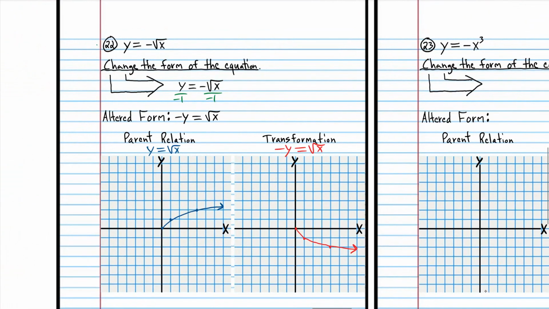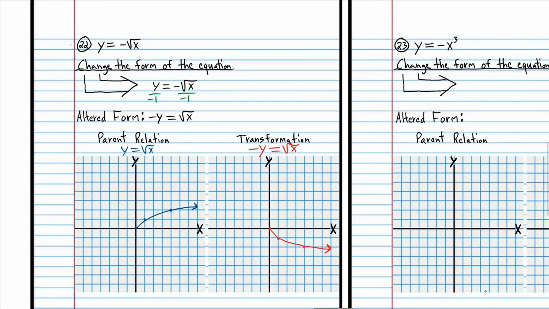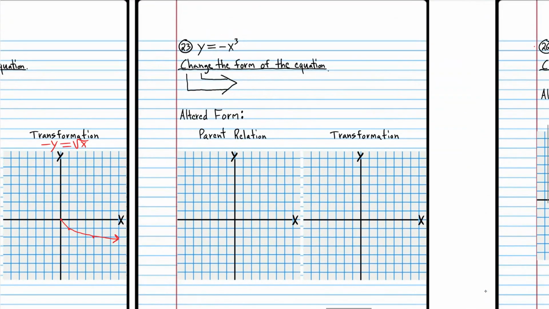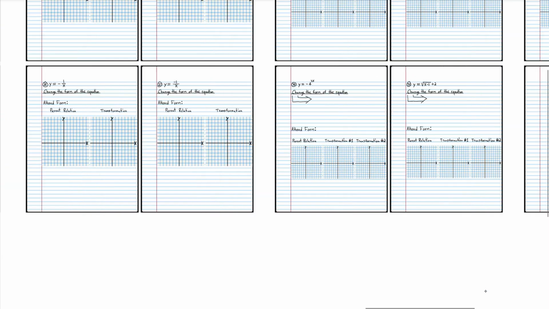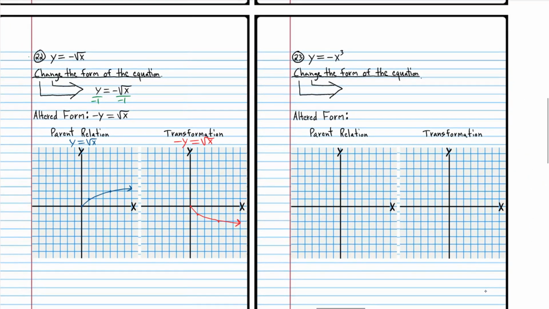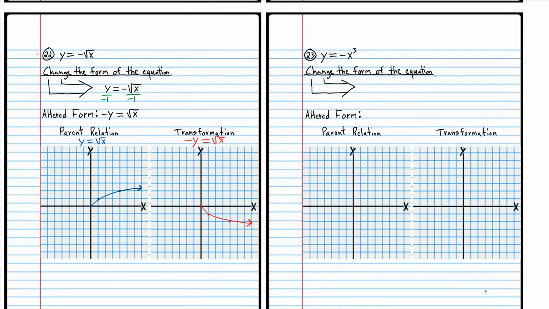So if you got that one right, excellent. I know it seems like what we're doing is pretty easy, but this is actually something that is really, really important for future math. So make sure that you're doing all these problems. Go ahead and try 23. When you come back, we'll do it together.